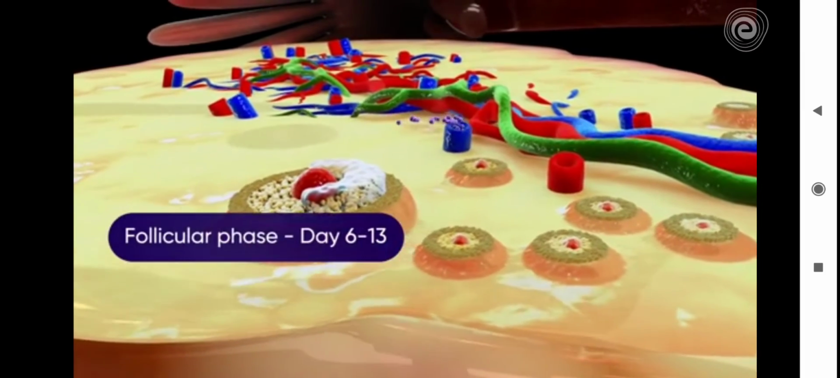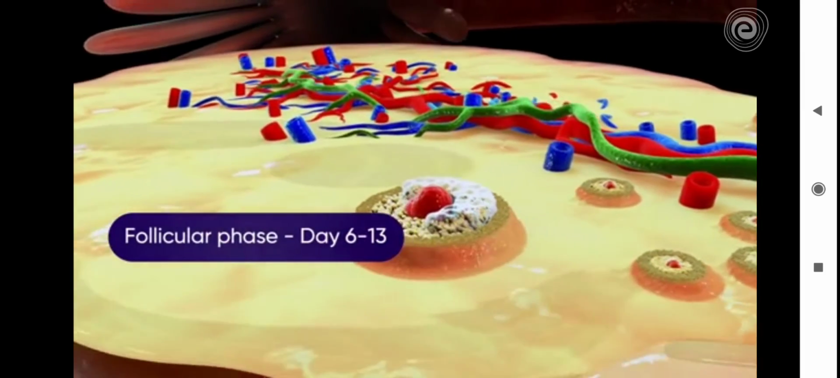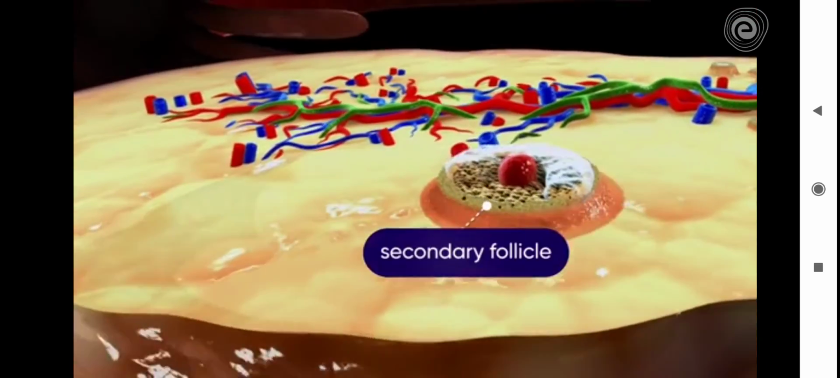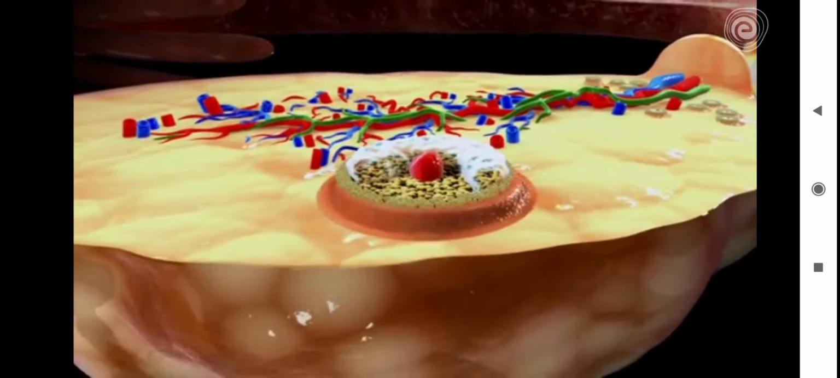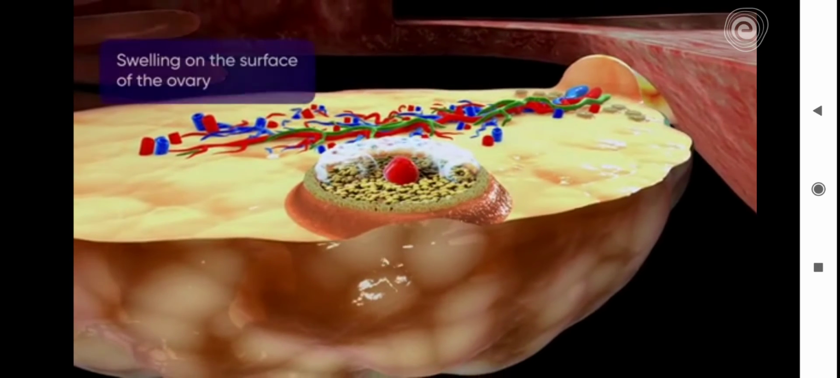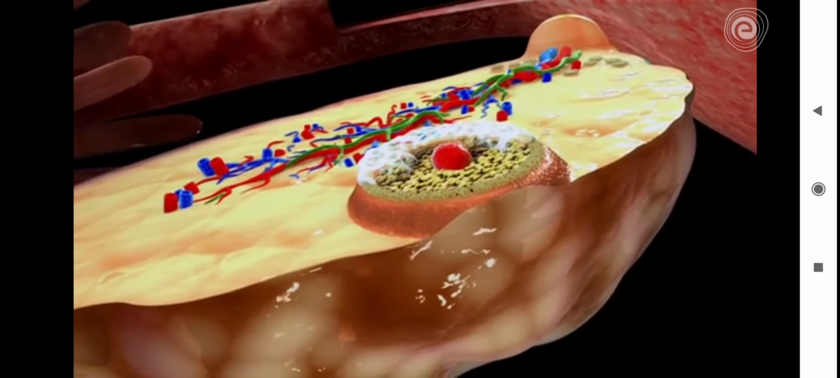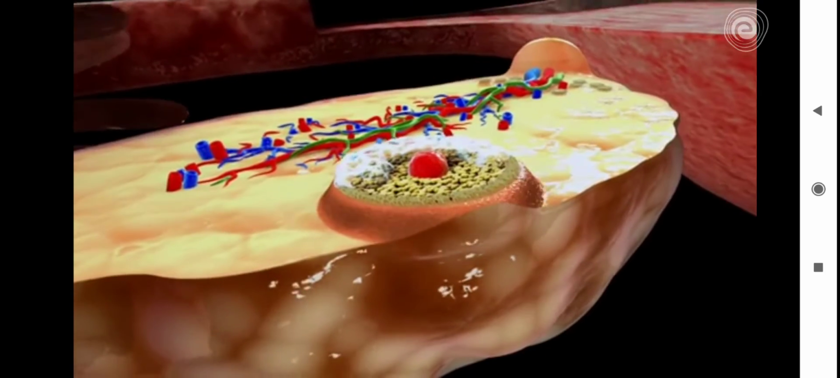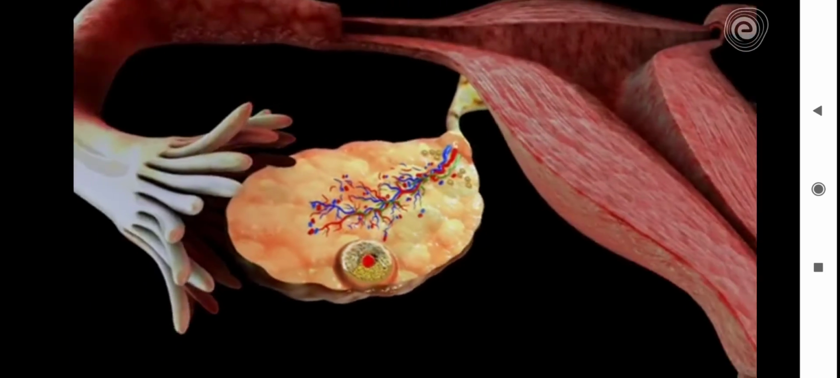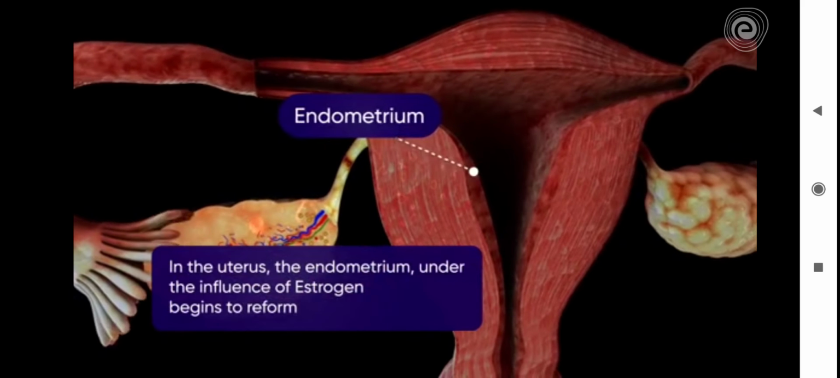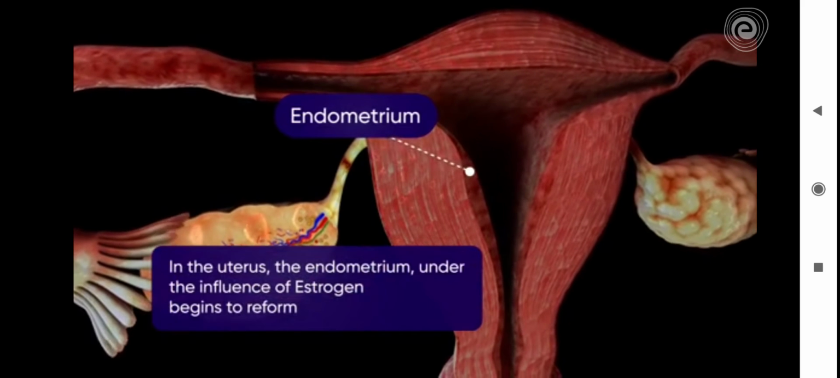From day 6 to day 13 is the follicular phase. Here the primary follicle develops into a secondary follicle. Prior to ovulation, the follicle expands to form a swelling on the surface of the ovary. While maturation of the follicle is taking place in the ovary, in the uterus, the endometrium, under the influence of estrogen in the ovary, begins to reform.